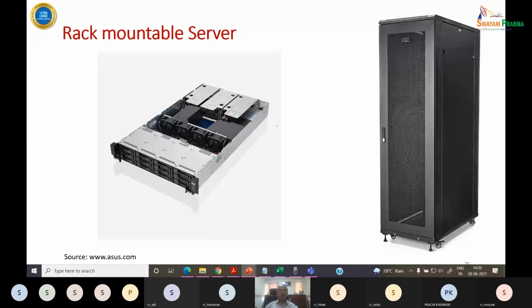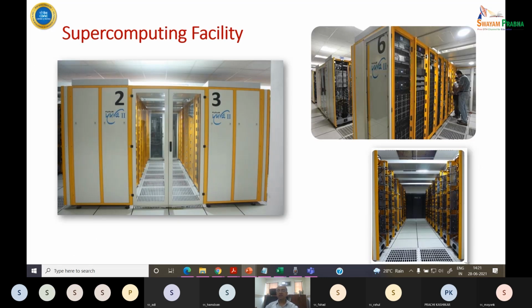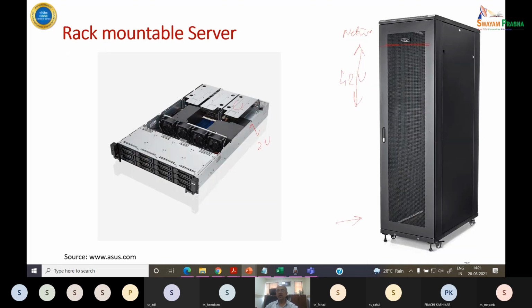Now the total height of this is about 42U, and this node's height is 2U. So there will be some space left for network switches, and the remaining you can populate based on how many kilowatts they have, because each rack is rated for some kilowatts, so much power it can distribute. Based on that, you will form a rack like this. This is one rack that I showed you in the previous picture.